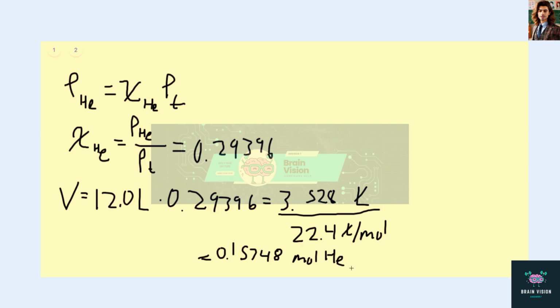Now that we have our number of moles of helium, we use its molar mass, 4.0 grams per mole. We don't divide by the mass; we multiply in this case, since we're going from moles to grams, not grams to moles. So we multiply by 4 grams per mole, and we get 0.630 grams of helium. And that is our final mass.